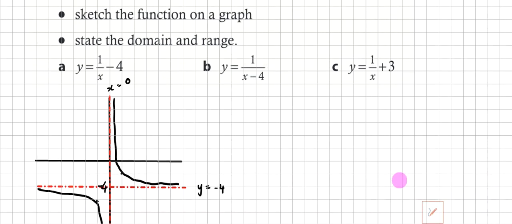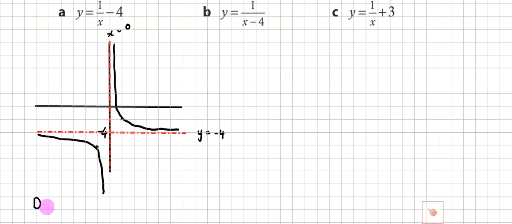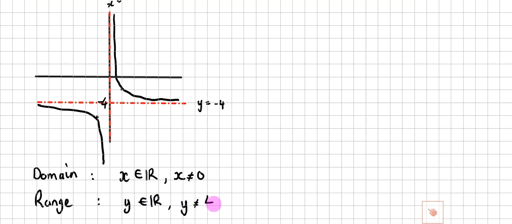Then it says state the domain and the range. What's the domain? X can be any real number. And the range? Same thing, but cannot equal negative 4. Yeah, so y can be any real number. Y is not allowed to be negative 4.